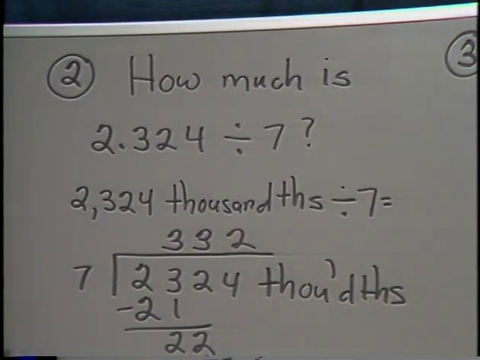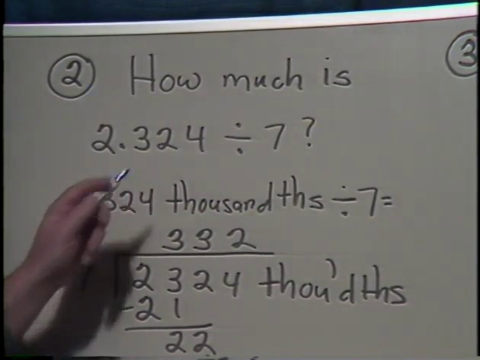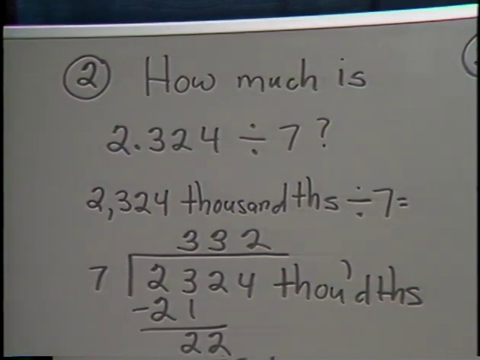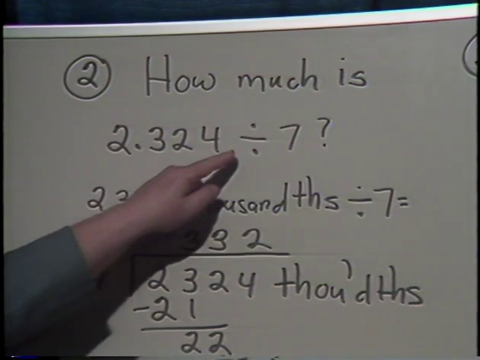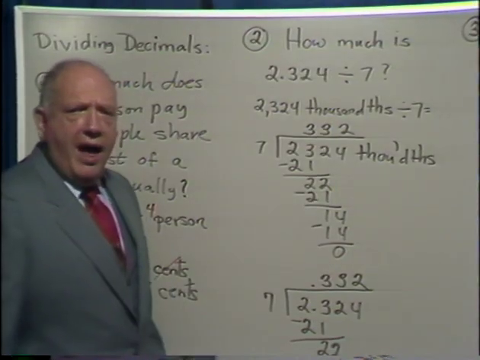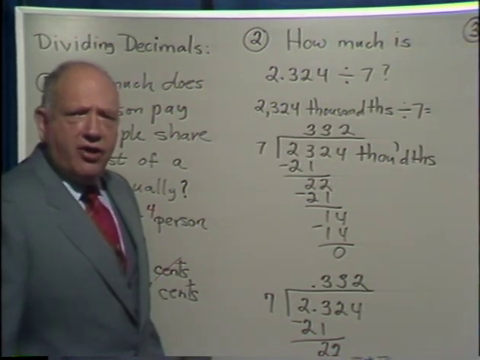The second example says, how much is 2.324 divided by 7? You see, as soon as I put a third decimal digit in here, somehow you lose the psychological advantage of feeling that you're dealing with money. But it doesn't matter. I'm still going to turn this into a whole number adjective by changing the noun.